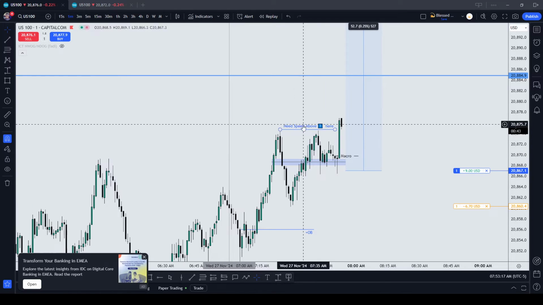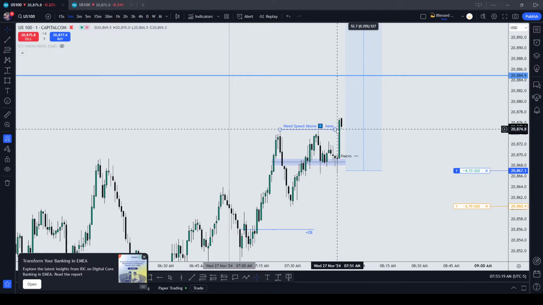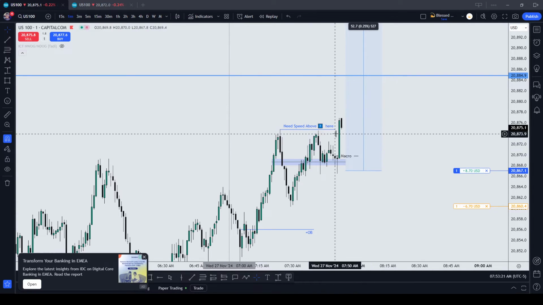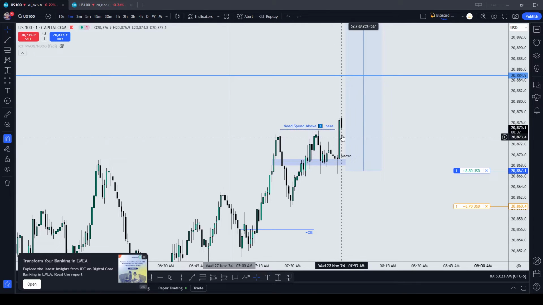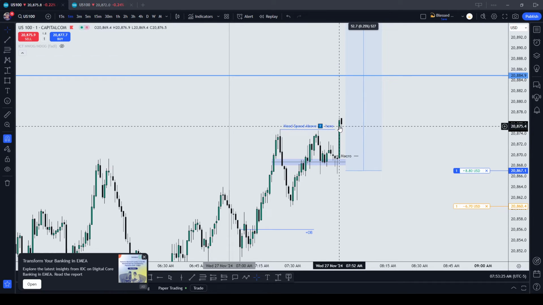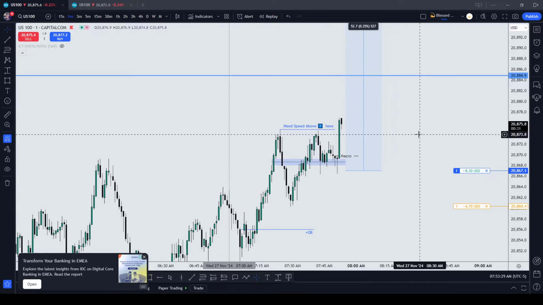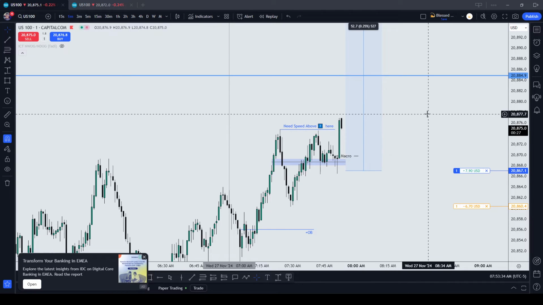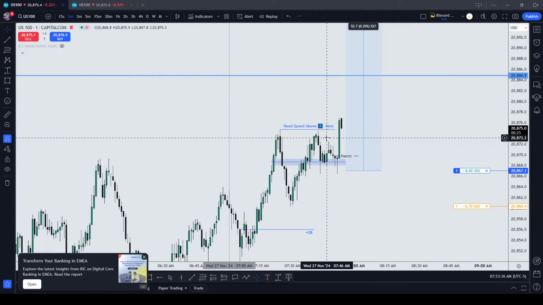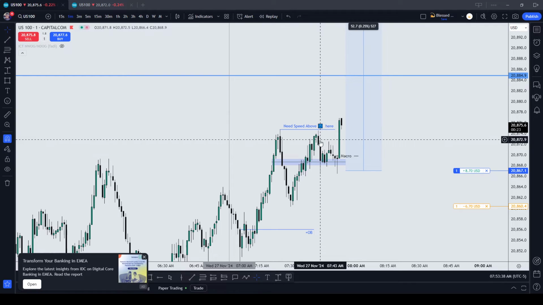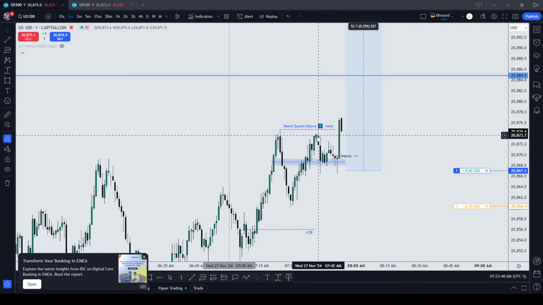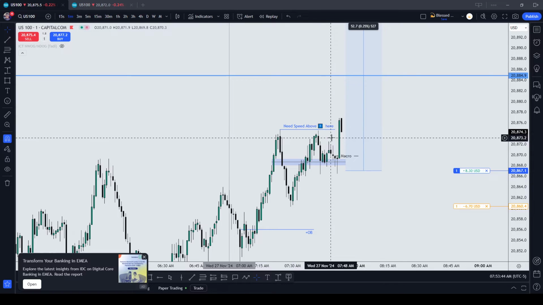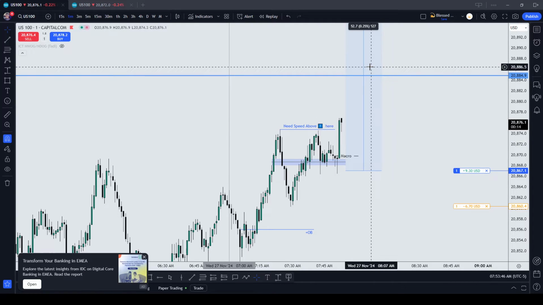So right here, I'm watching to see, do we maintain this, or does it just dig into it right here and start to drop lower? So I'm watching all this right here. I'm also watching these two down close candles, if they act as support for price to continue higher.